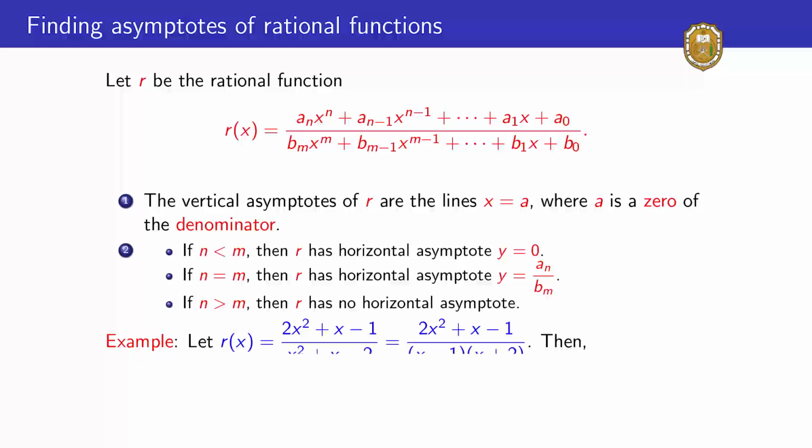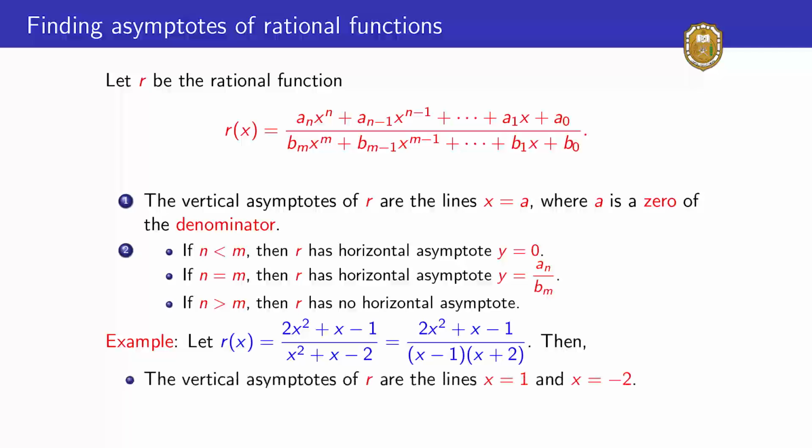Let's look at this example here. Let R be the rational function given by 2x squared plus x minus 1 over x squared plus x minus 2. Then R can be factored as we have it over here. We factor the denominator as x minus 1 times x plus 2. Then we see that the vertical asymptotes of R are the lines x is equal to 1 and x is equal to minus 2. These, 1 and minus 2, are just the zeros of the denominator. So this will give us the vertical asymptotes: x is equal to 1 and x is equal to minus 2.